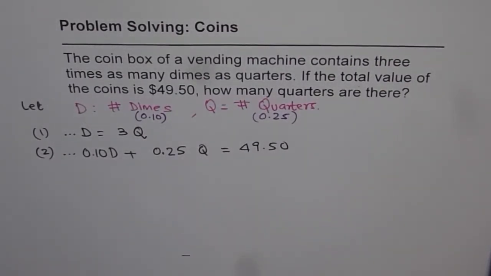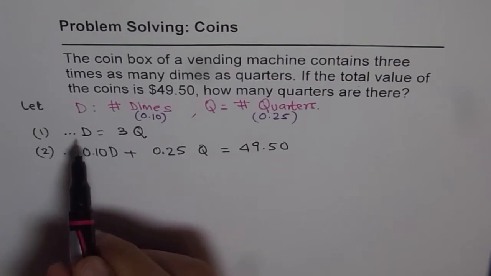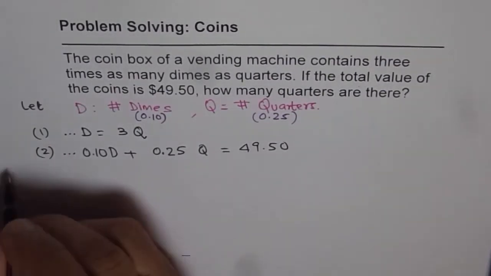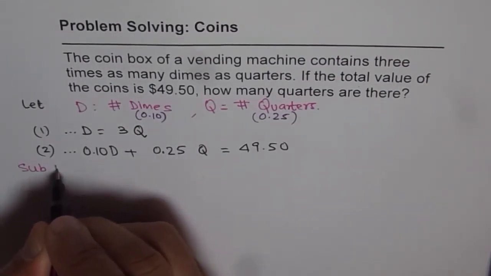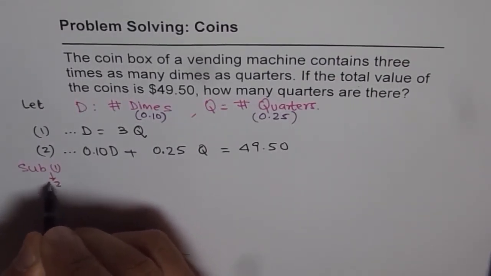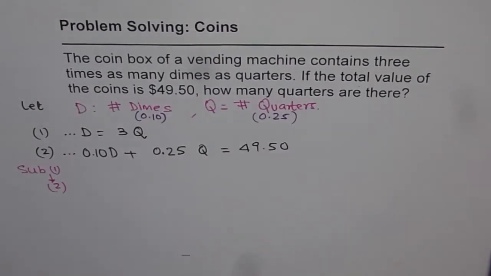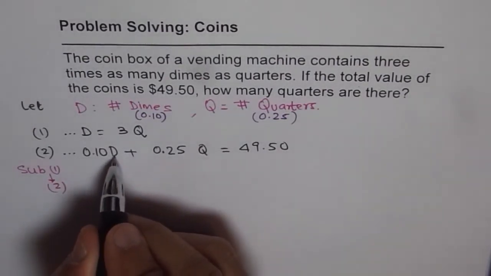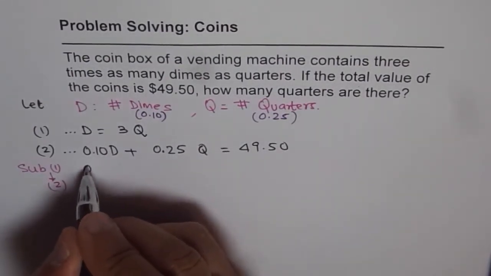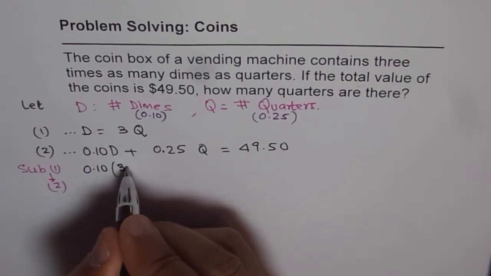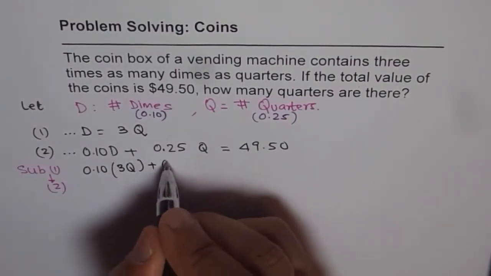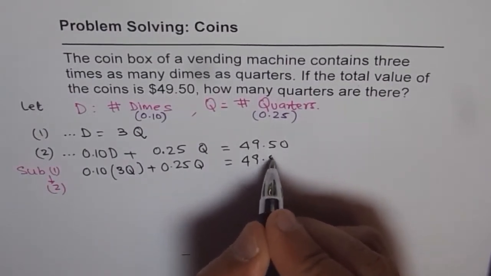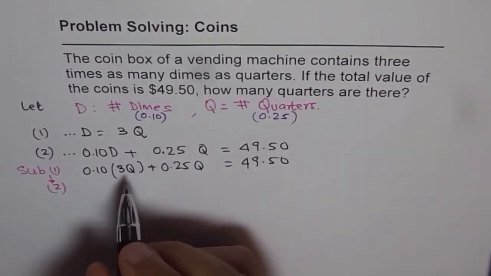Now what we can do is substitute from 1 the value of D, which is 3 quarters, in the second equation. So we'll sub from 1 to 2, and then we'll have one equation with just one variable. So instead of D, I'm writing 3Q. So we get 0.10, and within brackets I'm putting 3Q, plus 0.25Q equals 49.50.